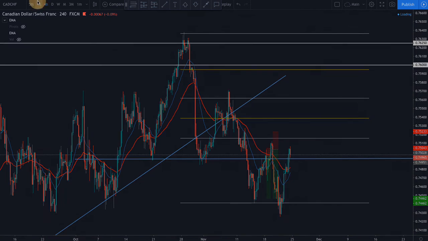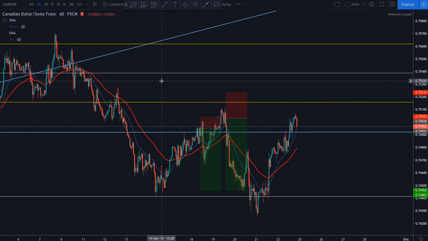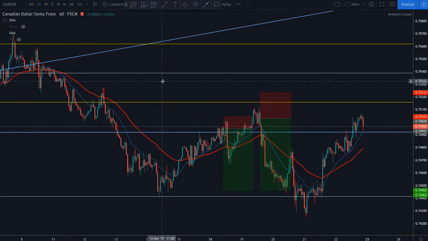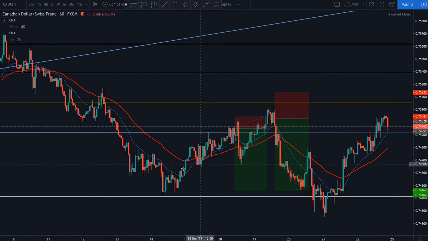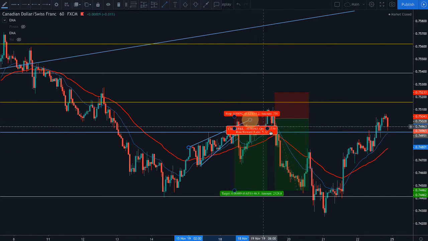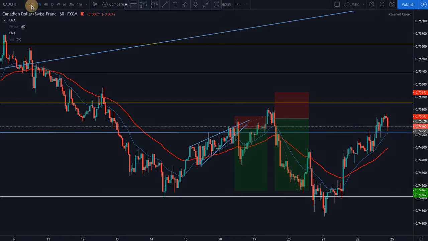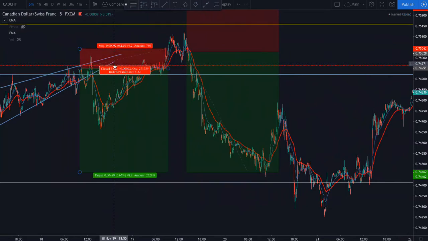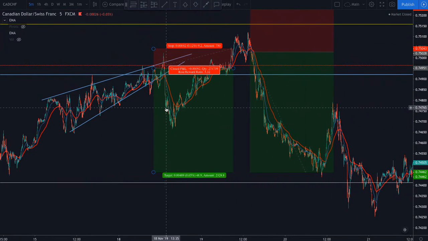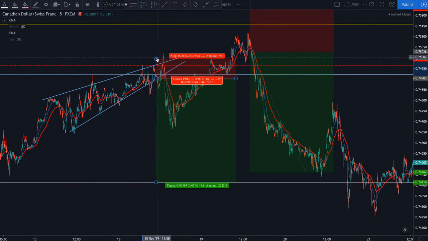So when you go on the 1 hour, what you can see here is, I'll draw this in, it'll make a bit more sense. So a sort of messy wedge here, and I just entered it short on basically the highs here. When you go down to the 5 minute, it would have been here.